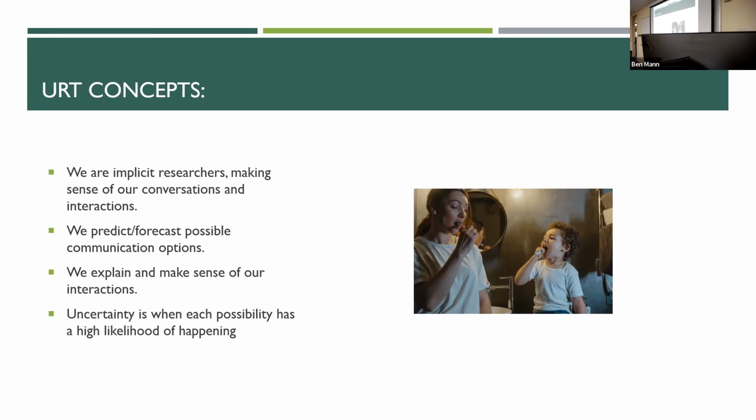We also predict and forecast possible communication options, right? So in other words, one of the benefits to uncertainty reduction theory is that we get to predict what it is that we're going to say to someone, right? So for instance, maybe we're talking and getting to know another student. We know that they have a big soccer competition coming up that weekend, right? They've got a big game. Awesome, cool. Maybe the next time you talk to them, you ask them how the game went. And that's an opportunity for you to feel more comfortable with that person because you know what to talk about.